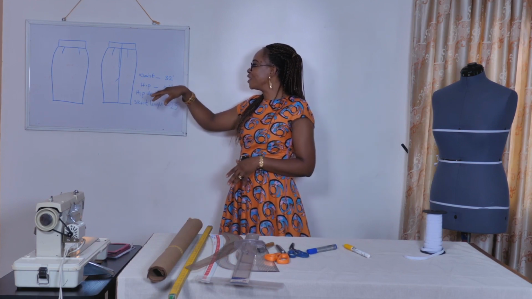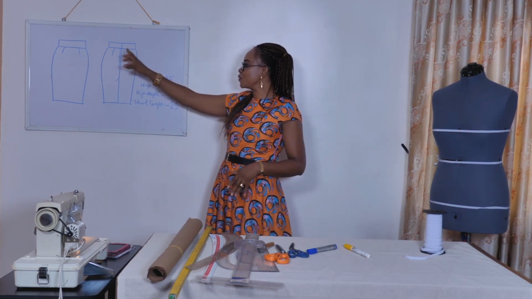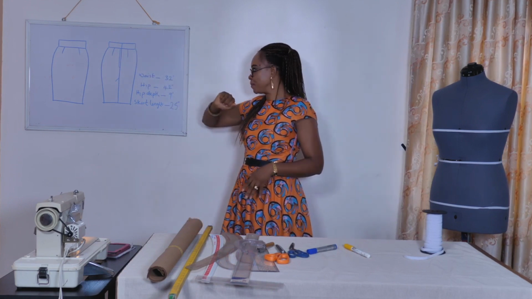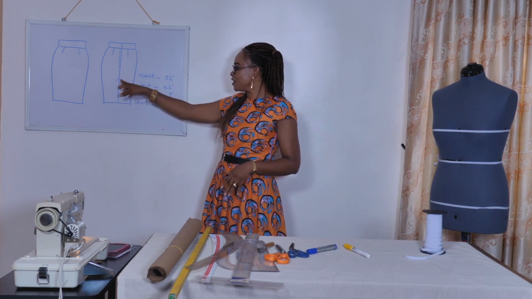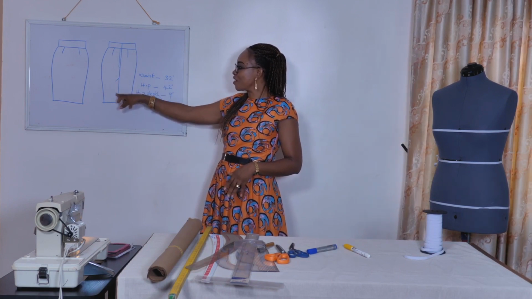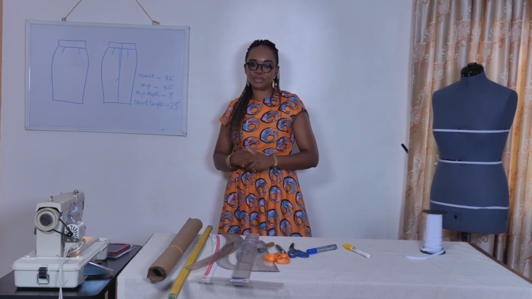Okay, so that's the front, and this is going to be the back of the skirt. We're going to install a lap zipper. We're going to have 2 darts, and then we are also going to have a slit coming from the bottom. So these are the measurements we would use.